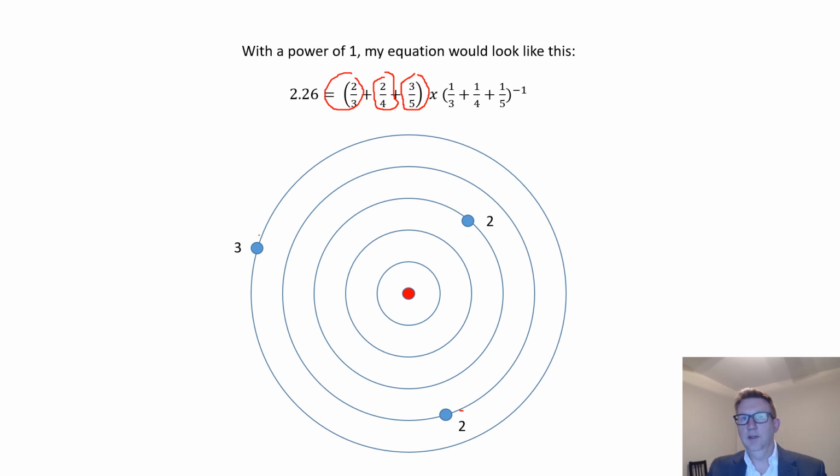This is 3 units away, so it's 1 over 3. This is 4 units away, so it's 1 over 4. This is 5 units away, so it's 1 over 5. And if I do that math, I get something that looks like this. 2.26 would be my value, again, based on a power of 1.